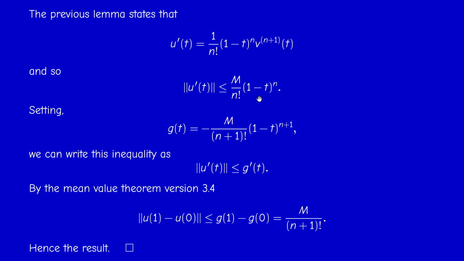Now, if we just took m over n factorial and used version 3.3, then we would get here m over n factorial. Okay, so this version of the mean value theorem gives a slightly better estimate. Okay, in practice it's not so important. We'll see why, but this is in principle a better estimate, slightly better. Okay, so this is one application of version 3.4.